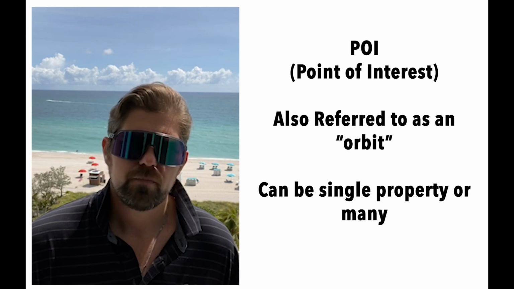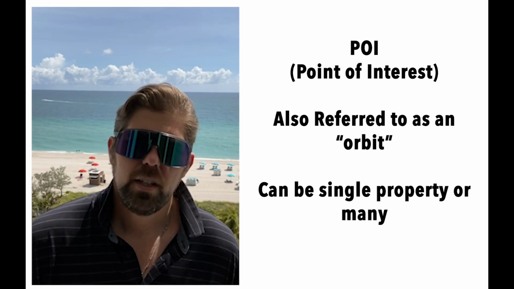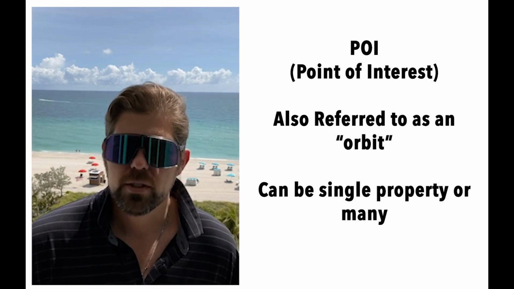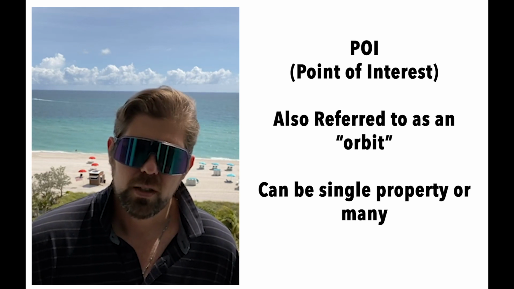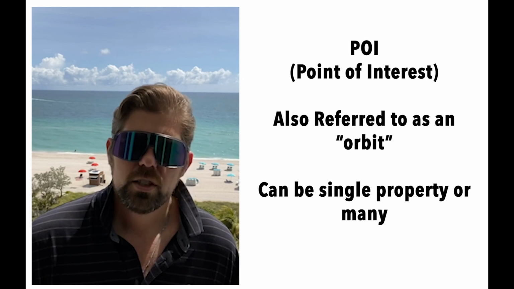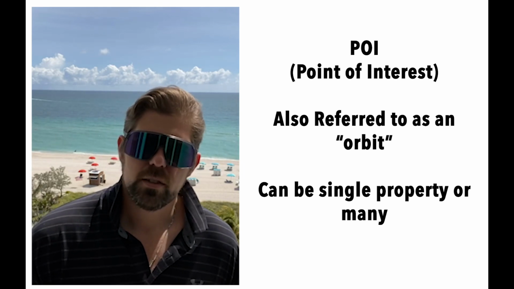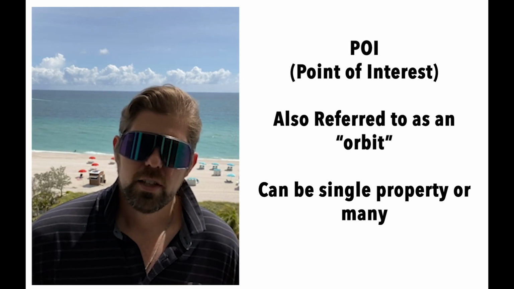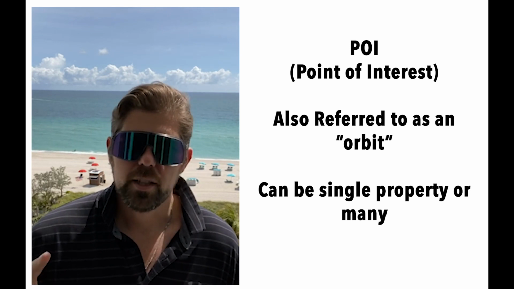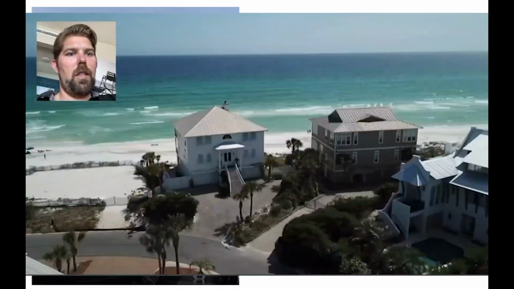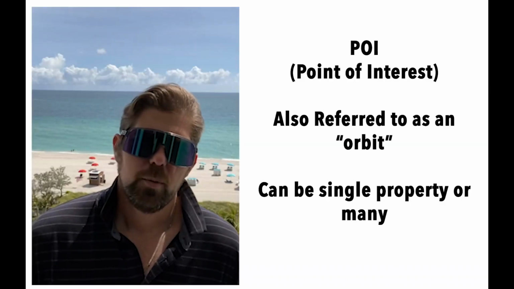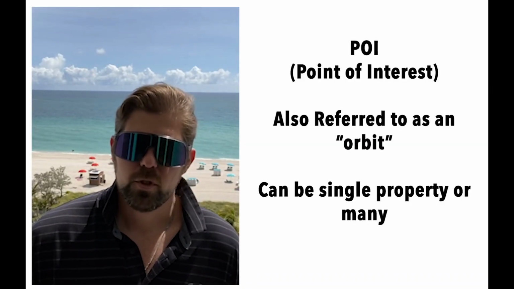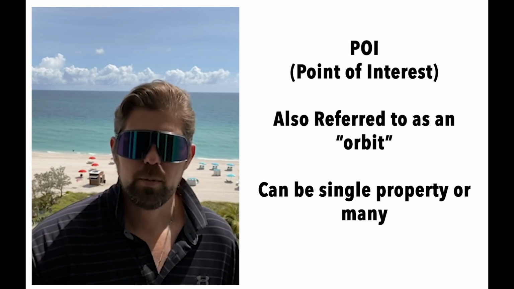Okay, moving on. The next term is POI, which stands for point of interest. We also use the term orbit for this as well. In these shots, you will use the intelligent flight mode in the DJI drones to fly a complete orbit or a circle around the property or area. The POI shots are sometimes of just one property, or sometimes of many properties.